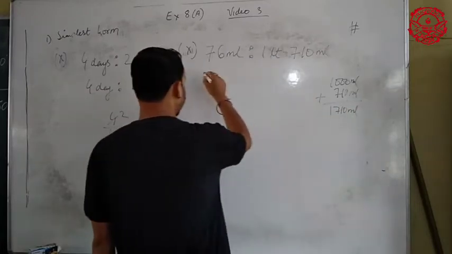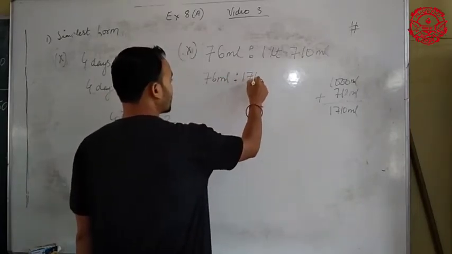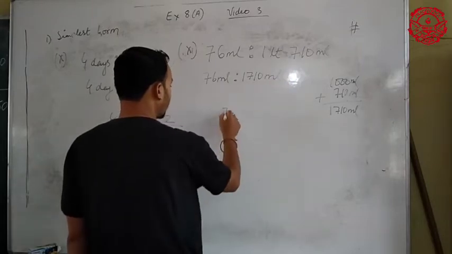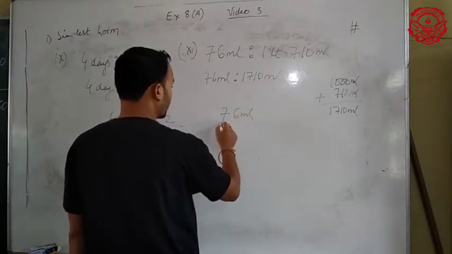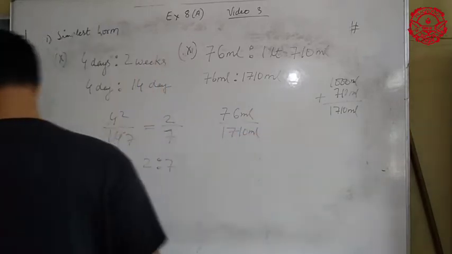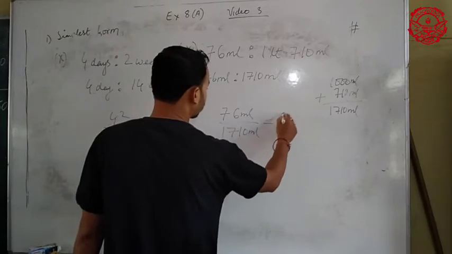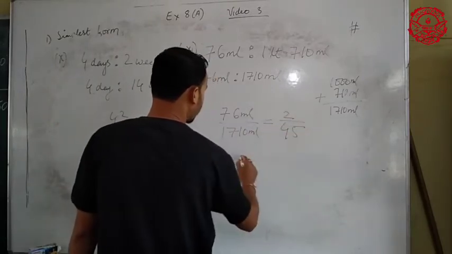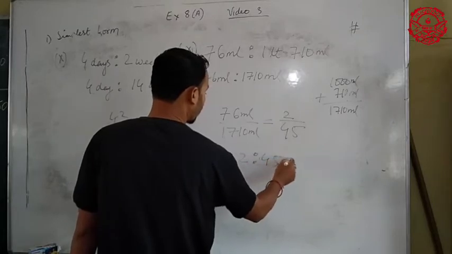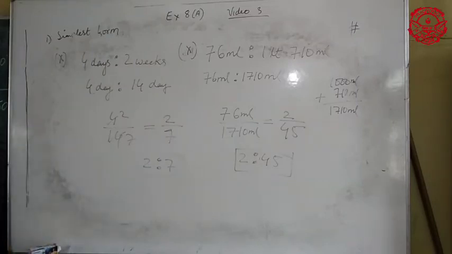Now we can write 76 ml is to 1710 ml. Now the new ratio will be this. If you solve this, you are going to get the answer as 2 is to 45. Solve this, okay? I am writing the answer down. Let me check with you. Yes, it is visible. Good.